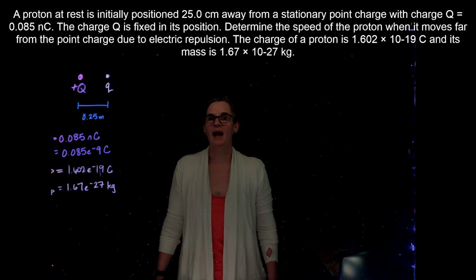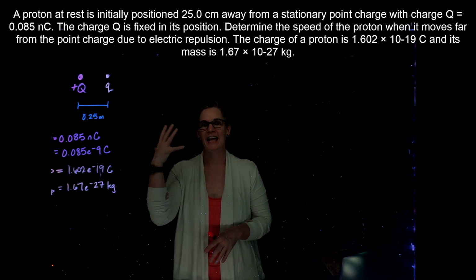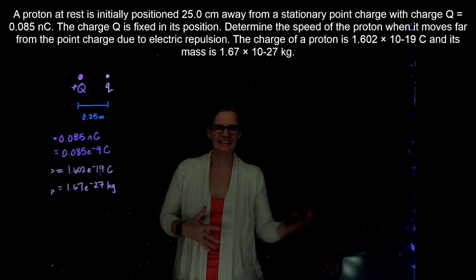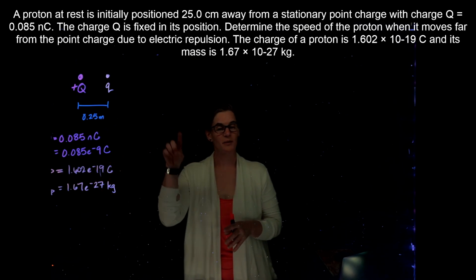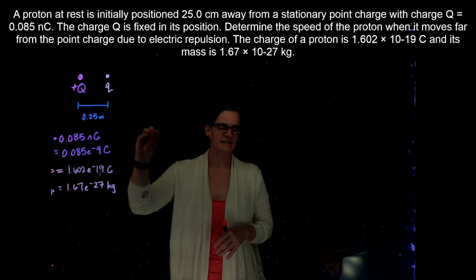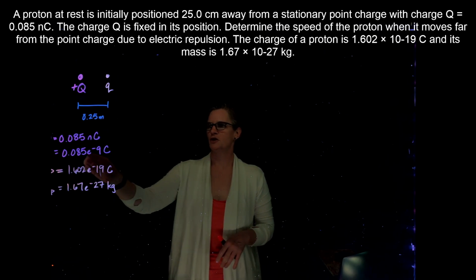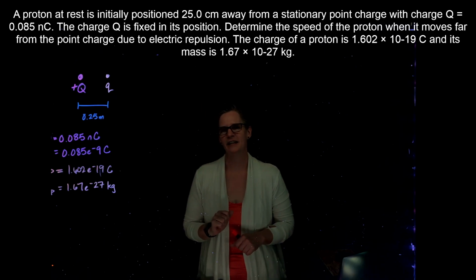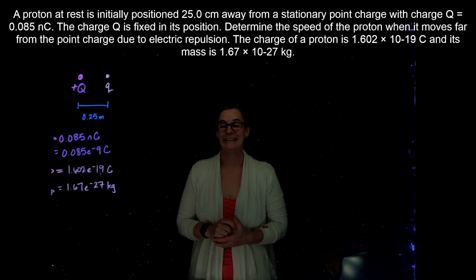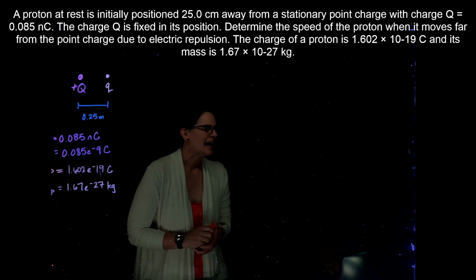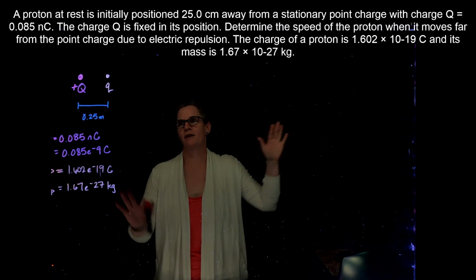Right, we are going to do a practice problem using our information about electric potential, kinetic energy, and electric potential energy, looking at a situation where a proton is initially at rest 0.25 meters from a stationary charge Q. Charge Q is 0.85 nanocoulombs, and of course the proton has a charge of 1.602 times 10 to the minus 19th coulombs. And if we release that proton, it's going to be shot away from this positive charge.